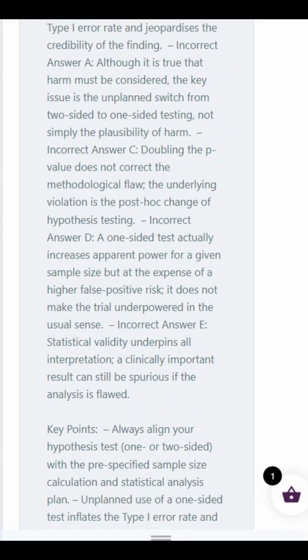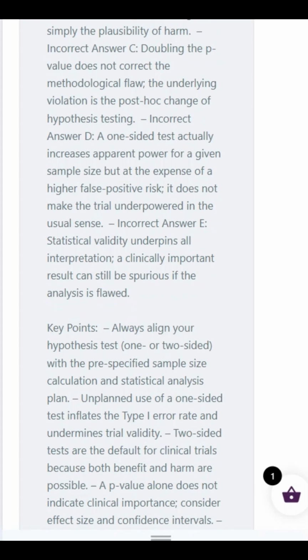D is wrong since a one-sided test actually increases apparent power for a given sample size, but at the cost of a higher false positive risk. It doesn't make the trial underpowered in the usual sense. E misses the point that statistical validity is essential regardless of clinical importance. Even a clinically meaningful effect can be spurious if the analysis is flawed.